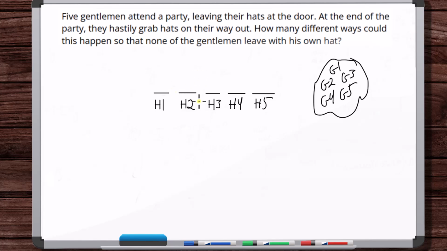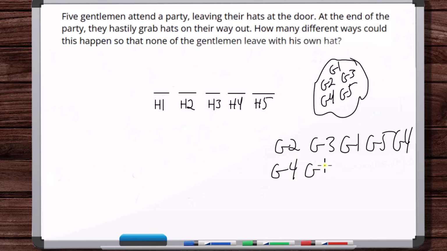So one outcome would be gentleman 2, gentleman 3, gentleman 1, gentleman 5, gentleman 4. So gentleman 2 picks up hat 1, gentleman 3 picks up hat 2, gentleman 1 picks up hat 3. That's one of these outcomes. Another would be gentleman 4, gentleman 1, gentleman 2, gentleman 5, gentleman 3. There's another outcome. And each one of these outcomes, in this case, is called a derangement.